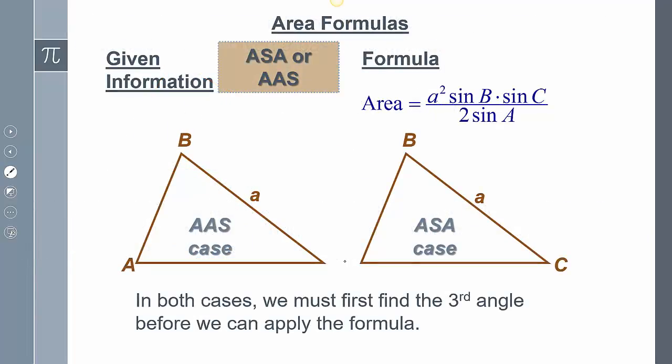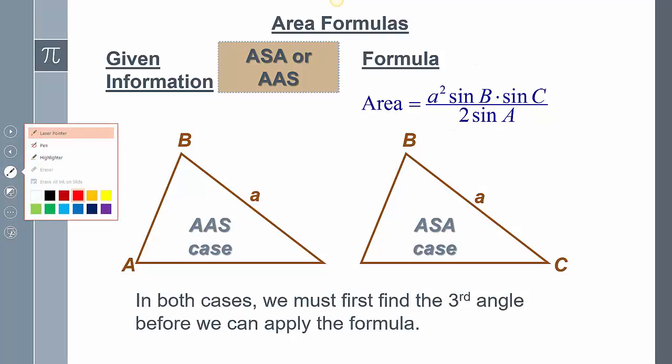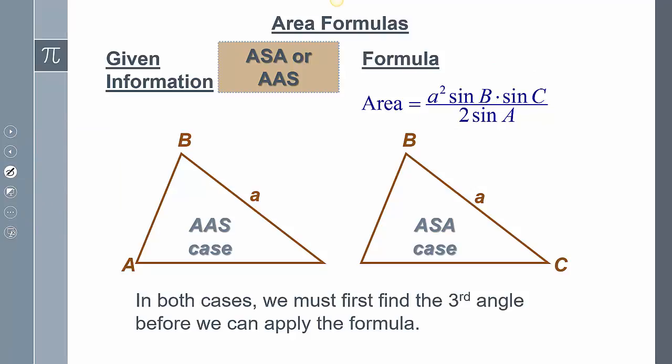So the first is going to be angle side angle or angle angle side. Now the formula that you would use for this is a squared sine b sine c over 2 sine a. Now this value right here is the given side. This is the angle opposite the given side.